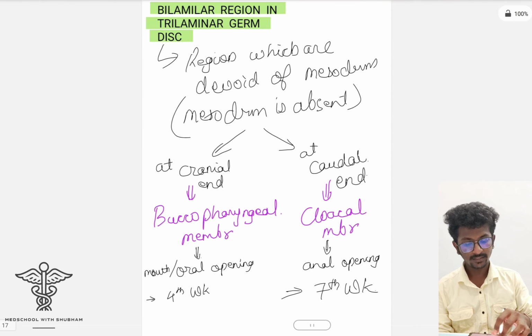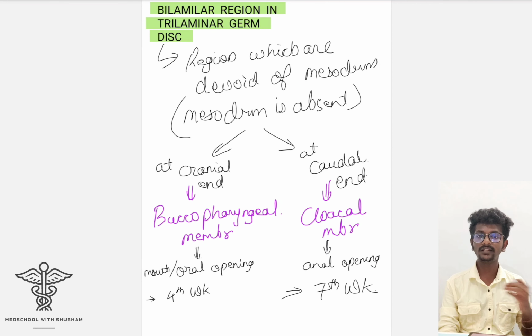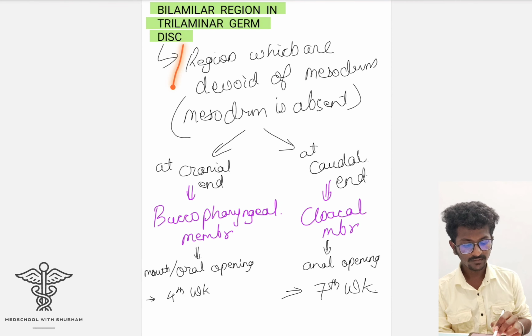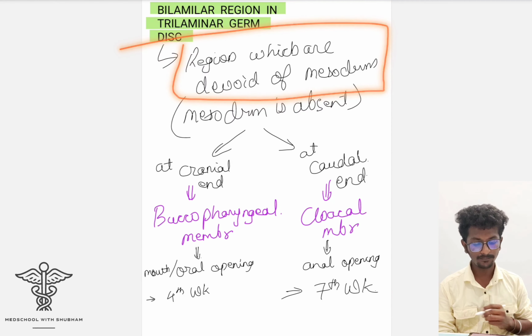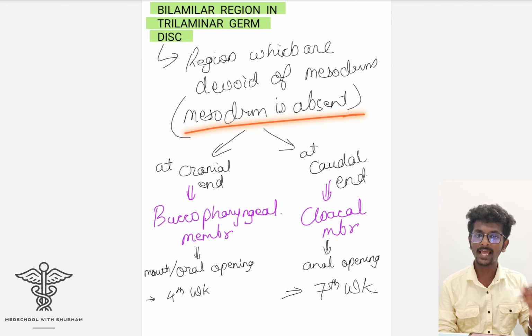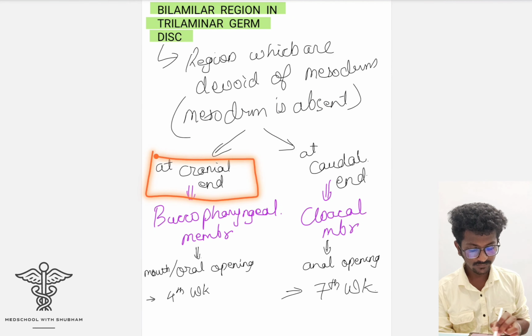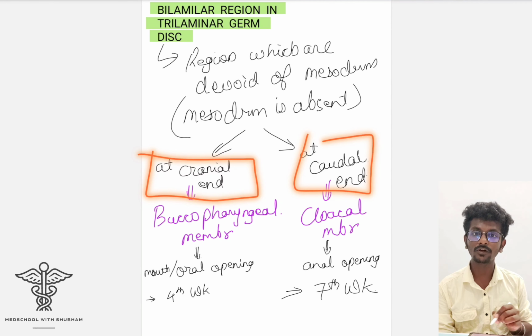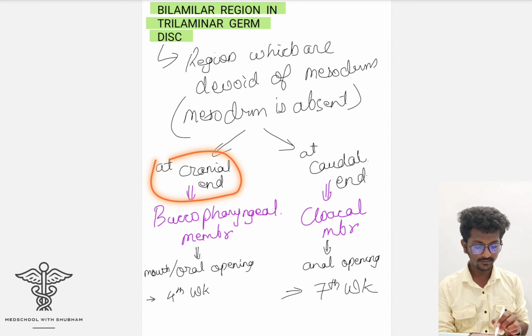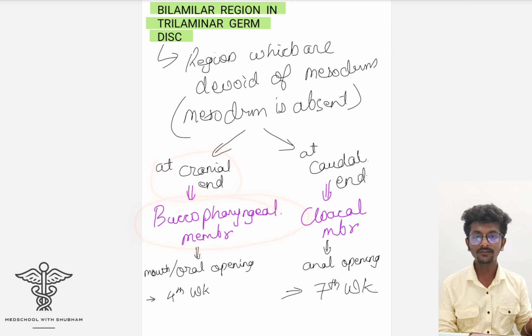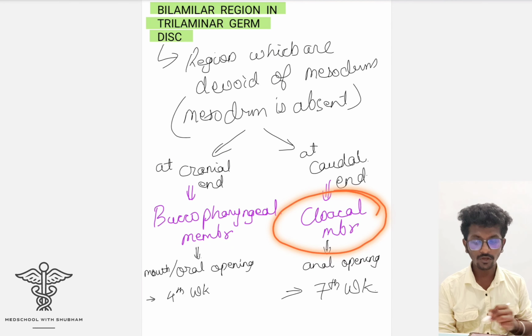Now next thing, the bilaminar germ region in the trilaminar disc means what? The region which is devoid of the mesoderm, where the mesoderm is absent and only ectoderm and endoderm are present. It is present at the cranial end and at the caudal end. The one at the cranial end is called the buccopharyngeal membrane, and the one at the caudal end is called the cloacal membrane.